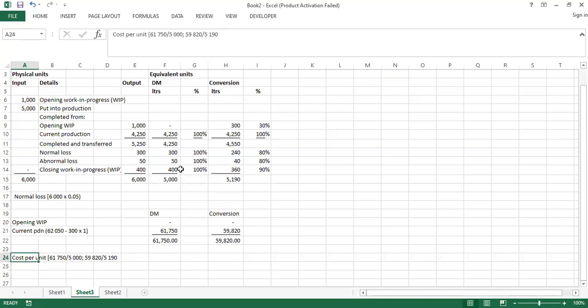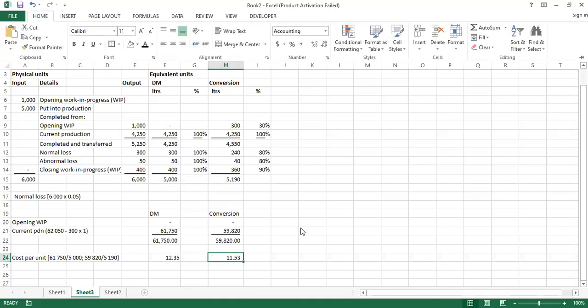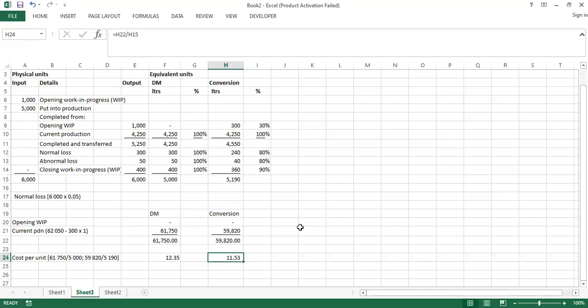All right, also let me close this here. Then we can do the math there. $12.35, and the other one there is, all right, $11.53 as the equivalent cost. All right, so this is on the first in, first out. But what happens now if we are dealing with the weighted method, right? When we're dealing with the weighted method.